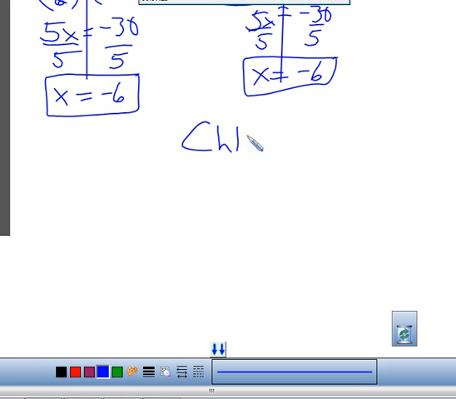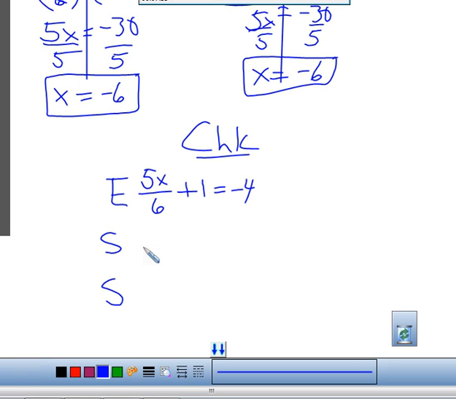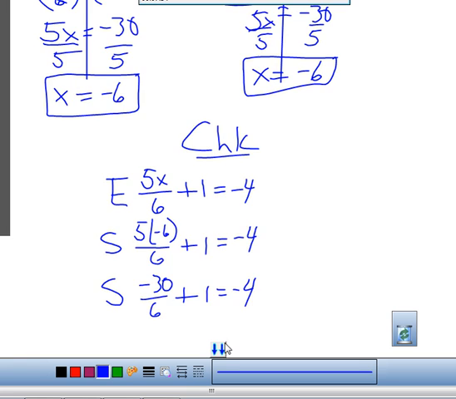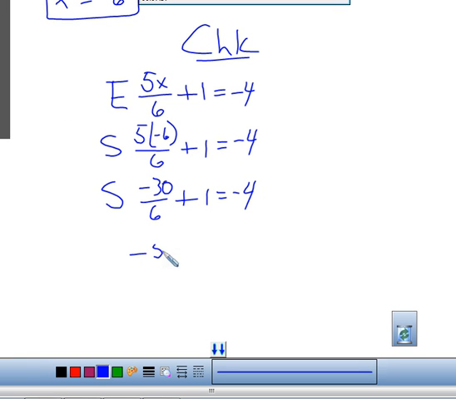Really quick, let's do a super fast check. Rewrite the original equation, 5x over 6 plus 1 equals negative 4. Substitute your value in, so 5 times negative 6 over 6 plus 1 equals negative 4. So we get negative 30 divided by 6 plus 1 equals negative 4. And then we get negative 5 plus 1 equals negative 4. And negative 4 equals negative 4. So it checks beautifully. Nice job.